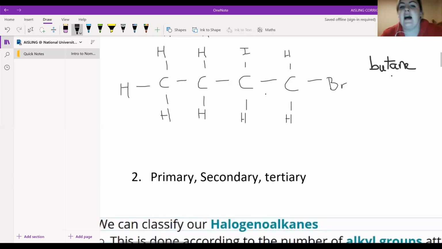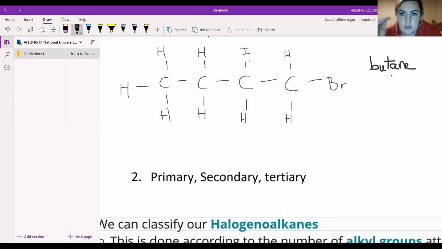Now I need to have a look at what kind of groups I have and where they are positioned. So I see that I've got a bromine on this carbon and I've got an iodine on this carbon. So I have to think about, first of all, how am I going to number the carbons? And the rule is, if you remember, have a think about it. What's the rule about numbering carbons again?